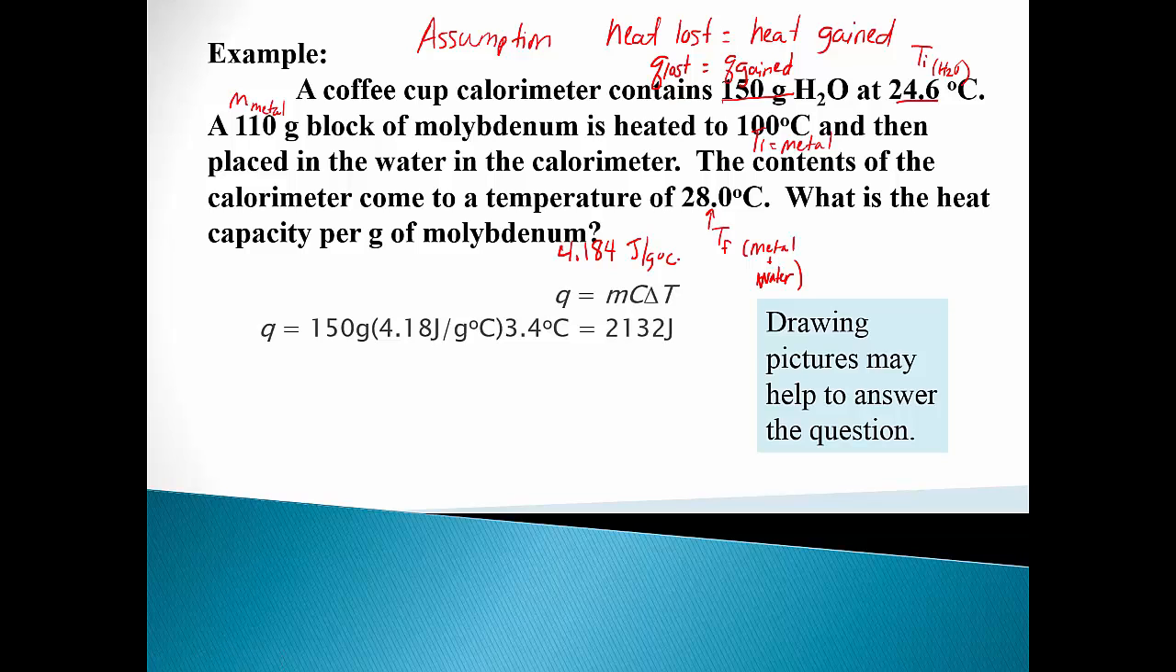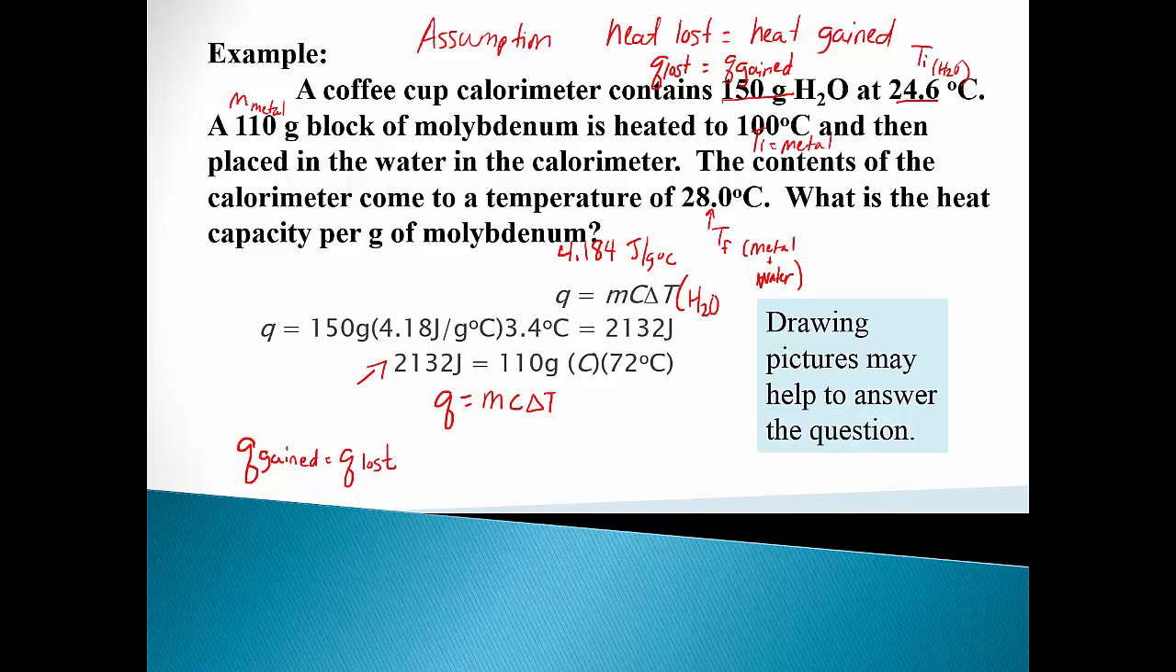Well, the heat gained by the water is going to be equal to the heat lost, because where did that heat come from? It came from the hot piece of metal. So heat gained equals heat lost. So what I'm doing right here, heat gained equals heat lost. So this is Q. All I'm doing is doing Q equals MC delta T again. All of this was for my water data.